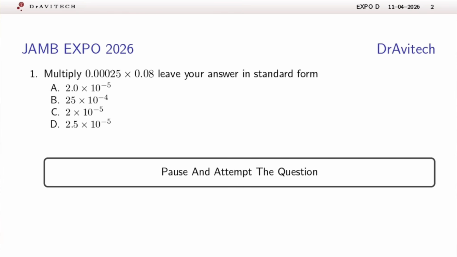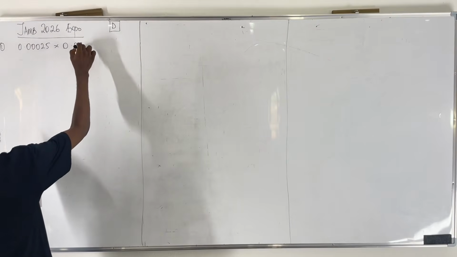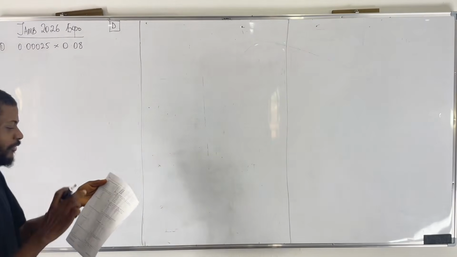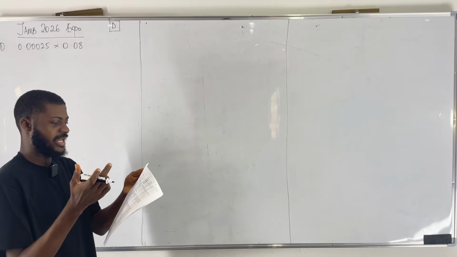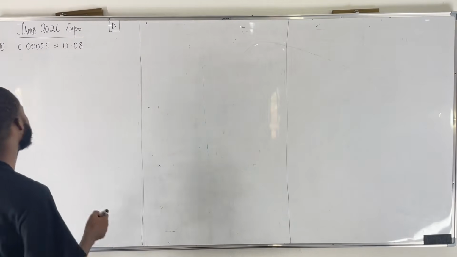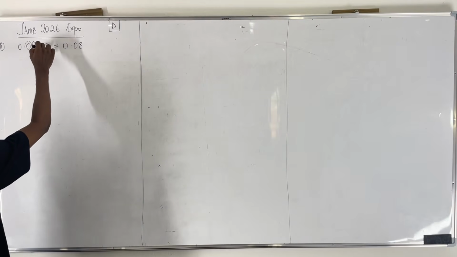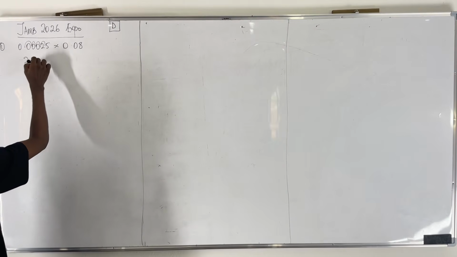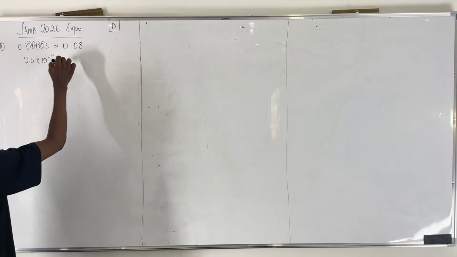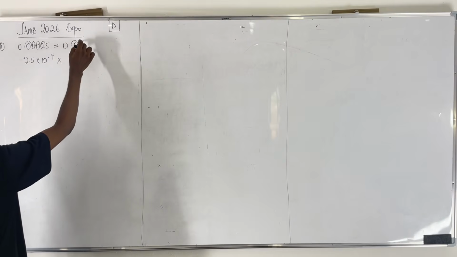The first one says, multiply 0.00025 times 0.08, leave your answer in standard form. So that's the first one, number one. Now if you look at the options, two options are actually similar, option A and C. I don't know why they did that. So let's have this. In standard form, this is 1, 2, 3, 4. So that's 2.5 times 10 to the power of minus 4. Then times for this one, you're going to move twice.